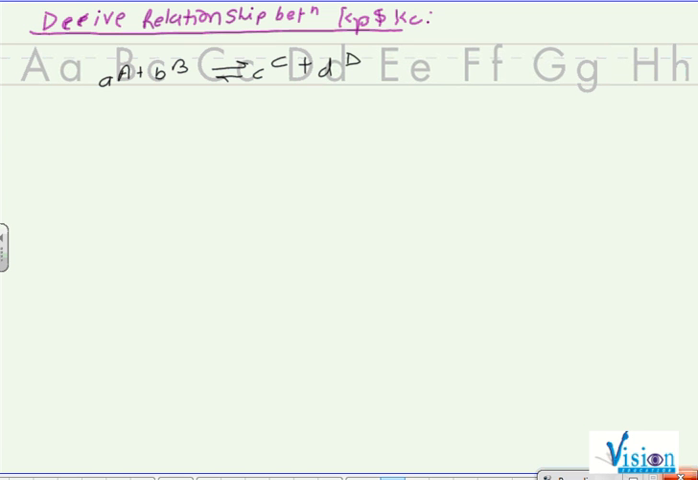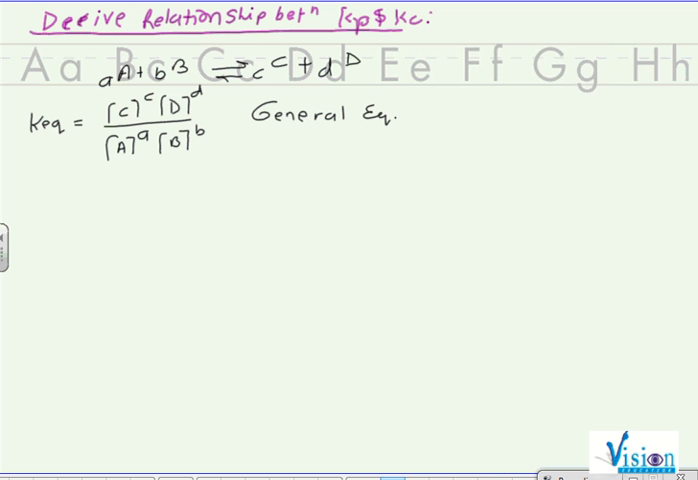As we have just derived, K equilibrium is basically the concentration of products raised to the respective stoichiometric coefficients upon the concentration of reactants. We know this general equilibrium constant for any general reaction. Now there are two conditions that may prevail. The first condition is that the given reactants and products are all in liquid form.